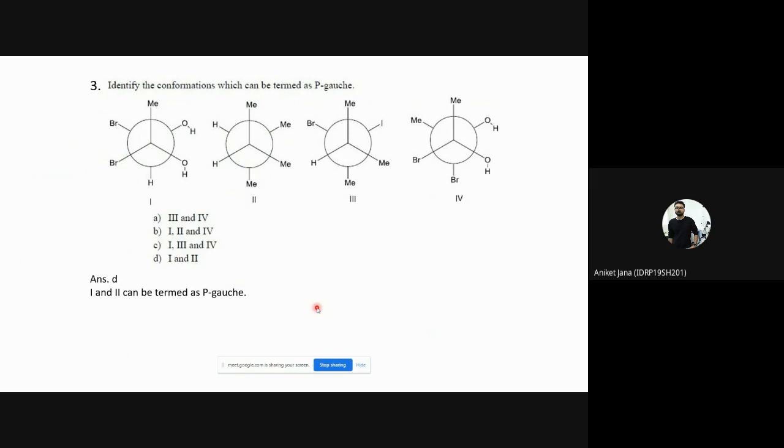Now here the question is to identify the conformation which can be termed as the P-gauche. In a Newman projection, we can term a configuration as gauche when the two neighboring groups on the adjacent carbons have a dihedral angle between them of 60 degrees or 300 degrees. So according to that definition, option D is correct, that 1 and 2 can be termed as the P-gauche.